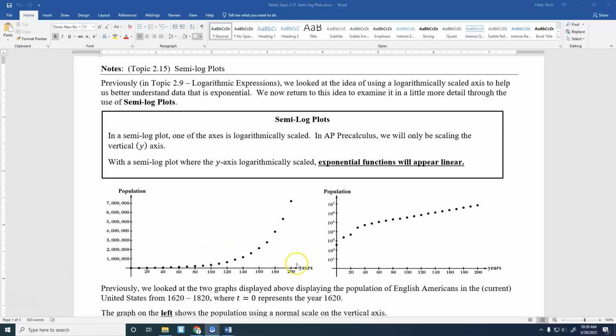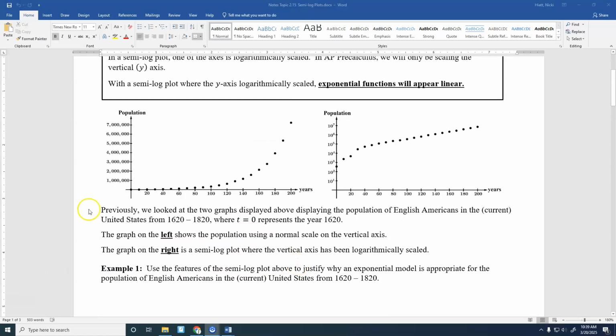So here's an example right here. This is exponential data, and this is a regular, just XY plot. You can call it the Cartesian plot, like your regular XY coordinate plane, right?